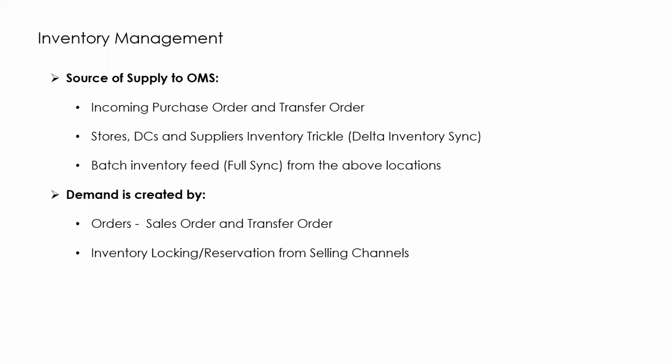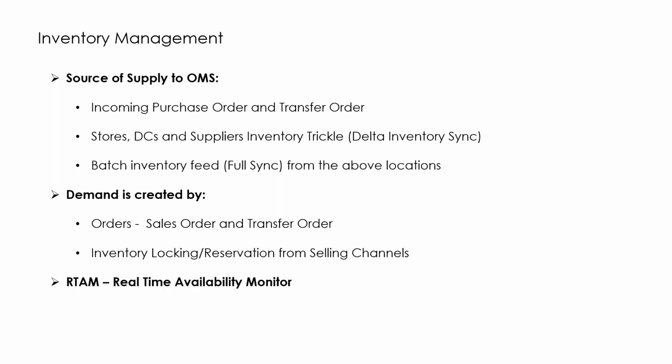Inventory locking requests from selling channels, again, right? It could be a reservation. So when you get an order, it's a confirmed inventory locking, but there could be some reservations as well. As I said, right, that order just reserves that inventory. That is also demand created by that kind of option as well.